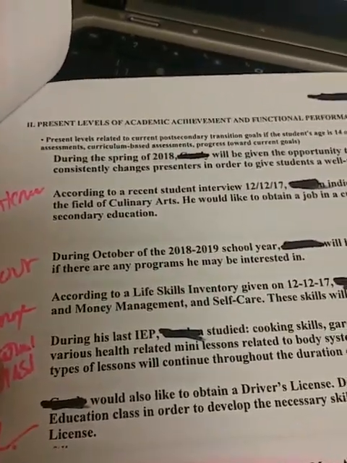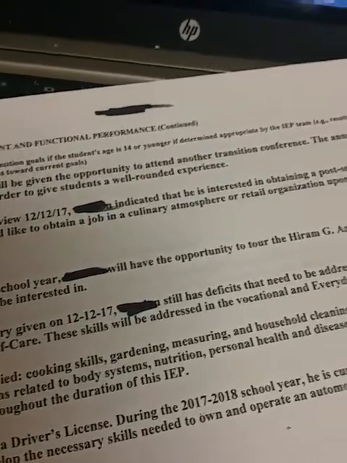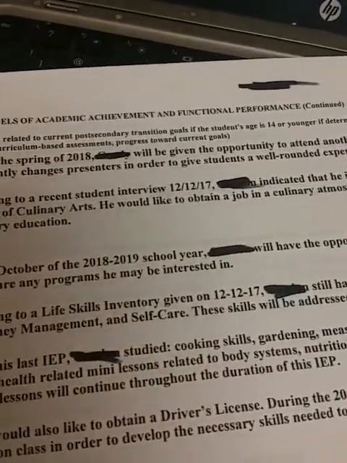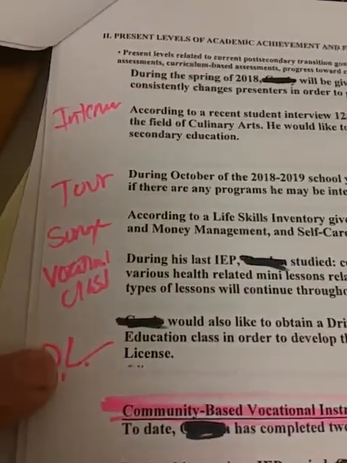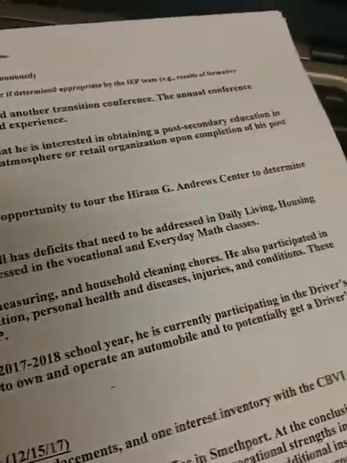And the vocational class was here. So all of you with students 14 and older have that. What did he work on? He worked on cooking skills, gardening, measuring, household cleaning, etc. We talk about it right here. This student wants to get a driver's license, so we talked here about how he's in driver's ed, or what steps we're going to take in order to get him a driver's license.